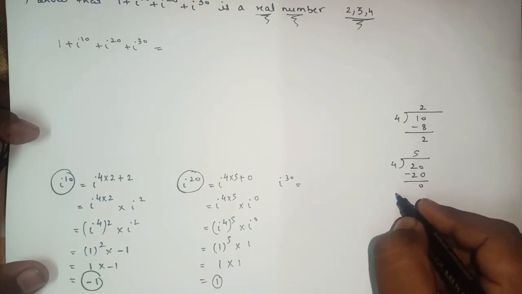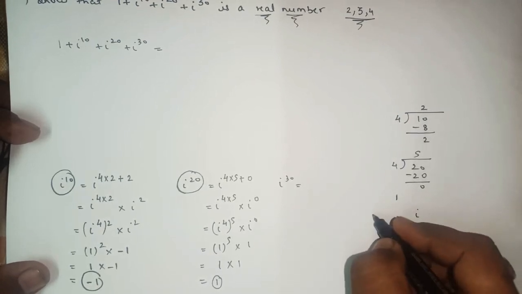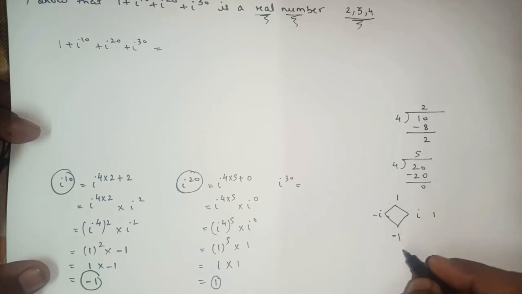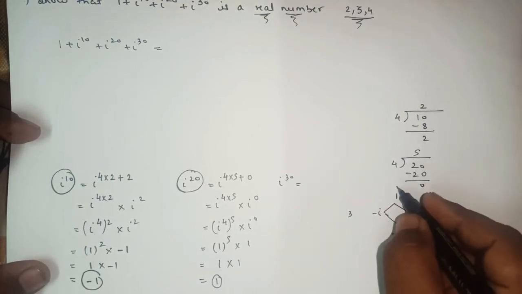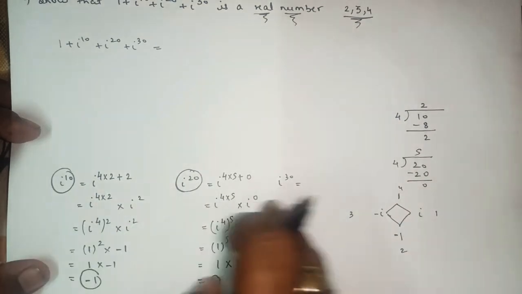Okay, yes or no? So what is the trick? 1, minus 1, i, minus i. Yes or no? Okay, so this is 1, 2, 3, 4. So these are the powers. With the help of this also we can find our answer.